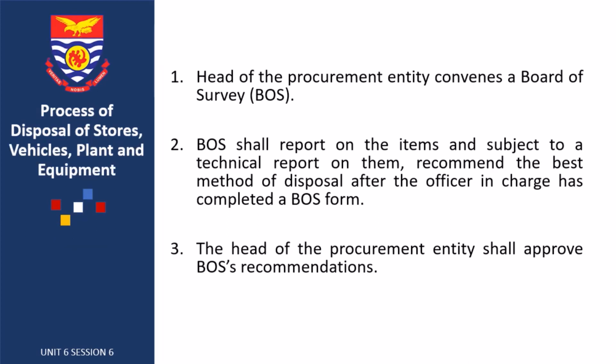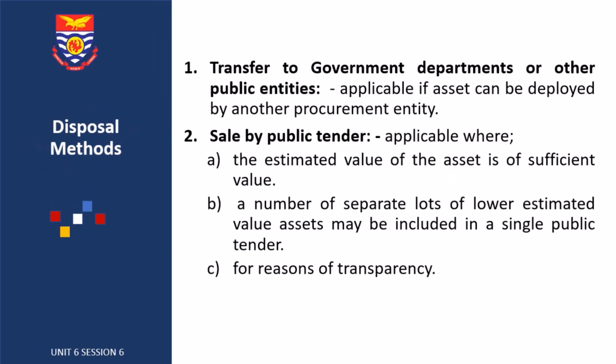So what is the process for the disposal of stores, vehicles, plant and equipment? We are saying that the head of the procurement entity convenes a board of survey. Before this particular disposal can take place, there needs to be an establishment of the board. They shall report on the items, subject to technical report on them, and give a recommendation as to whether this particular asset needs to be disposed of or not. The head of the procurement entity shall approve the recommendation which the board of survey makes. Then after that, the disposal can actually take place.